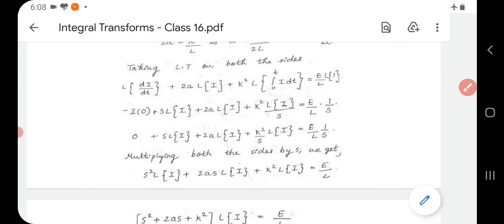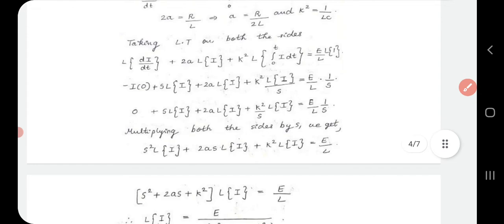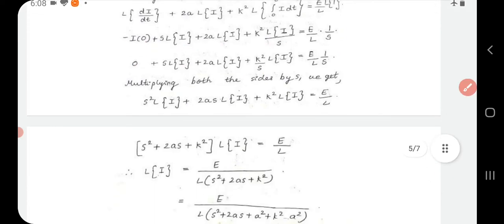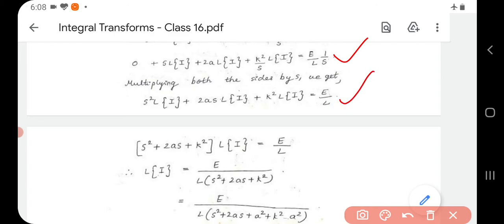Now as we already said, the current at time t equal to 0, that is I of 0, is 0. So you are putting this as 0. Plus s L of I is kept as such, plus this one is also kept as such. Then K square by s is taken, and everything else is kept as such. Now you just multiply both sides by s. Then the above equation will reduce to this one.